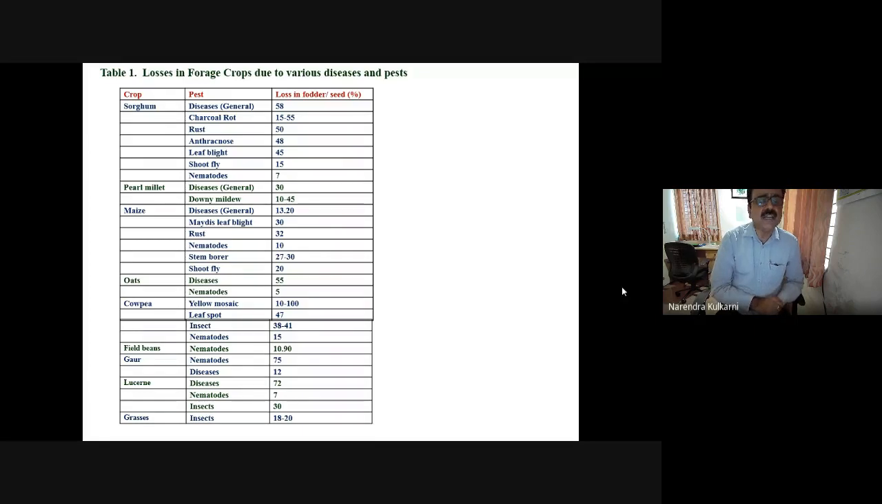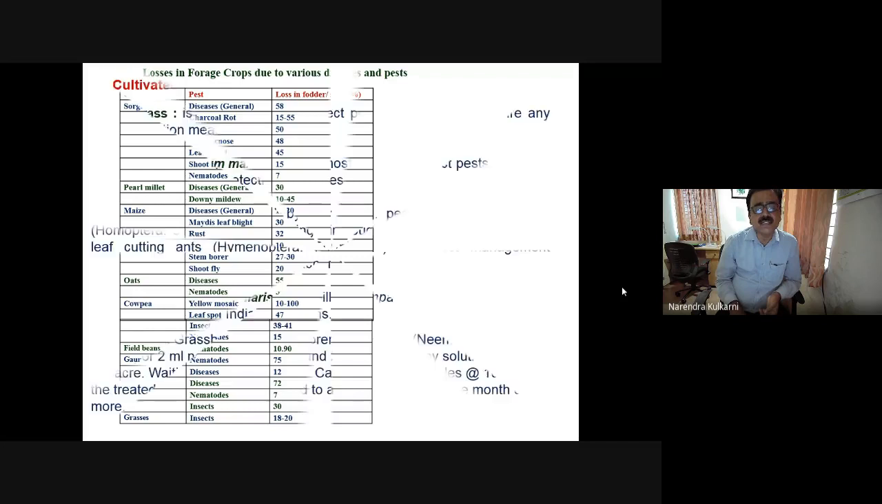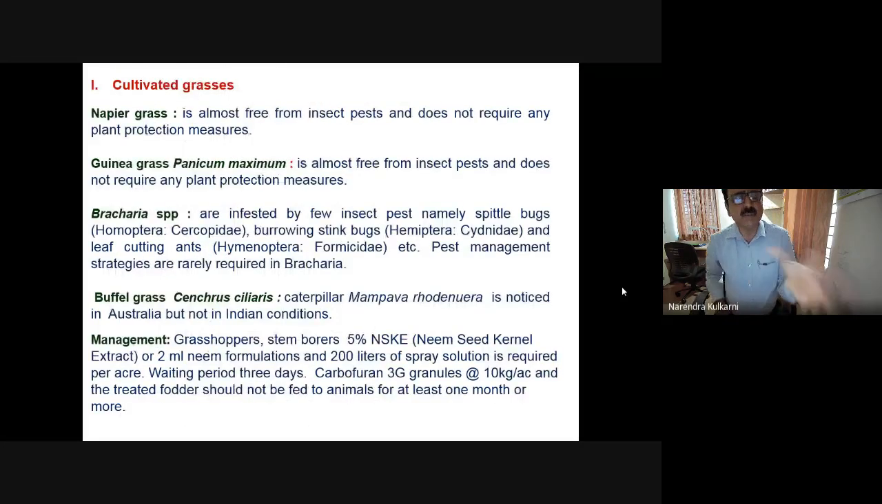And very fortunately, grasses. Most of the grasses we are growing here are relatively free from most of the pests and diseases. In most cases, these grasses, especially perennial grasses, do not require much attention, whether with any insecticide or disease management practices. So looking into some cultivated grasses, I think you have already been exposed in previous classes to the agronomic practices of different cultivated grasses, like Napier grass, Guinea grass, Brachiaria, and so many other crops.